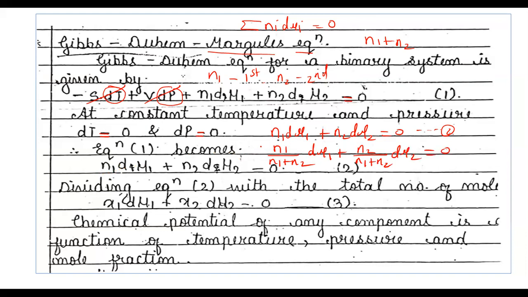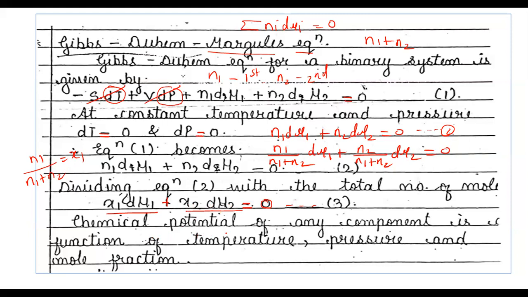Now in this equation, the number of moles divided by the total number of moles is nothing but the mole fraction of that component. So N1 upon N1 plus N2 is equal to X1, the mole fraction of the first component. Similarly, N2 upon N1 plus N2 is equal to X2. Therefore equation 2 changes to X1 d mu1 plus X2 d mu2 equal to 0. This is equation 3.